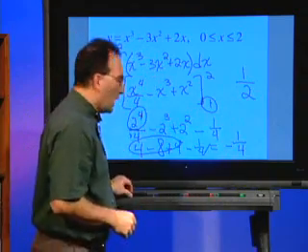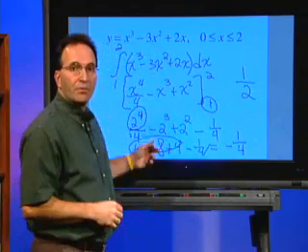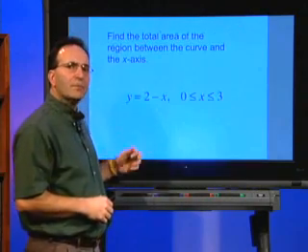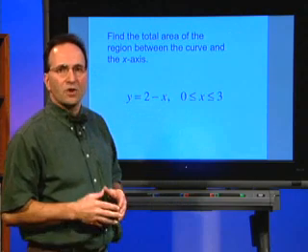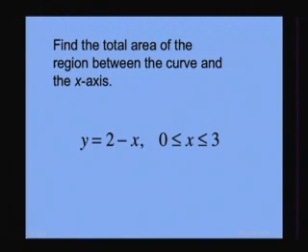Okay, well, now it's time for you to try a problem. The problem I'd like you to do is this. Find the total area of the region between the curve and the x-axis, and the curve that you have is y equals 2 minus x, and I want it from 0 to 3 inclusive. Pause the video while you work on this problem. When you are finished, restart the video to check your solution.